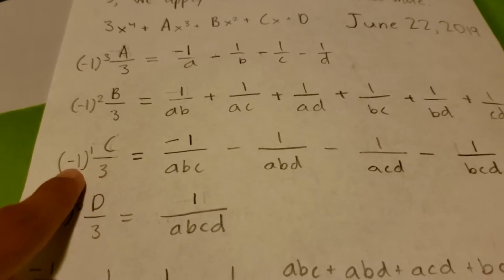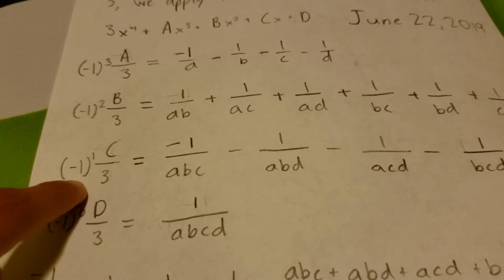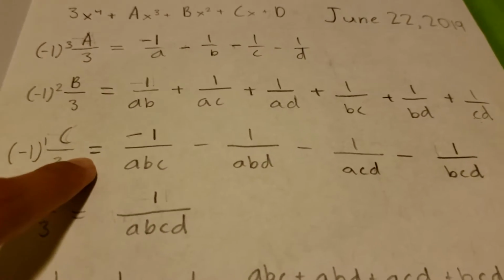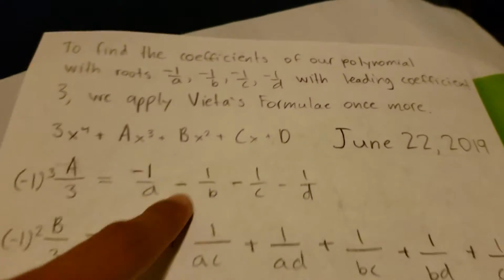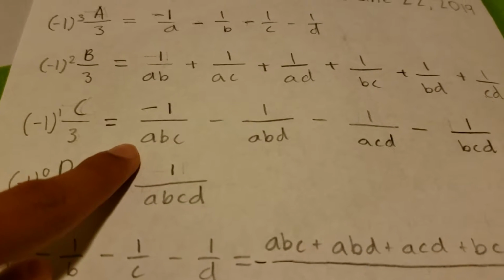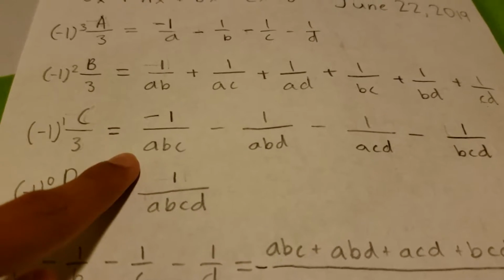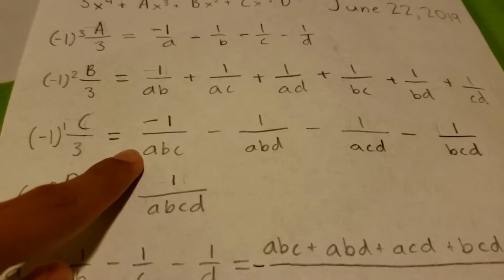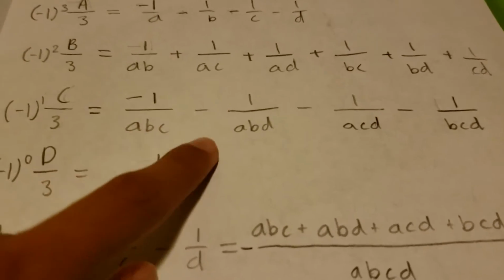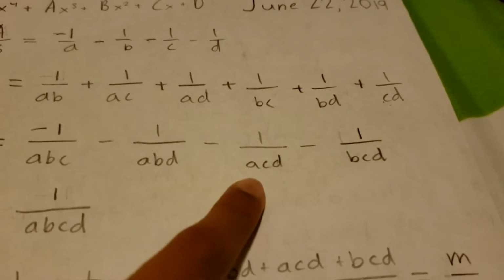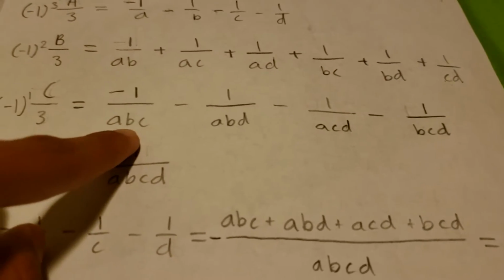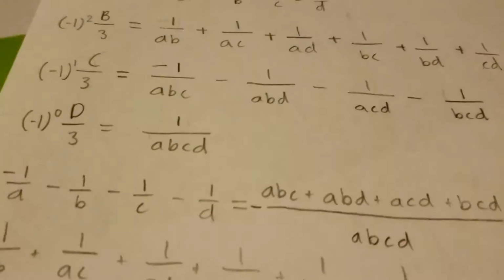And once more, for our x term, of the polynomial we're looking for, we have negative 1 to the first power times C over 3. Our coefficient for the x term, capital C, is just equal to, and now, because we're multiplying three negative numbers, we have a negative sign in front of all of our terms on the right-hand side of our equation, because three negatives remains a negative. So negative 1 over abc minus 1 over abd minus 1 over acd minus 1 over bcd. So we take the roots in triplets in all possible ways.